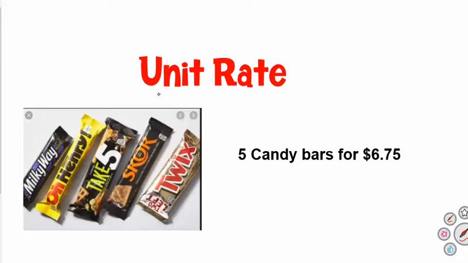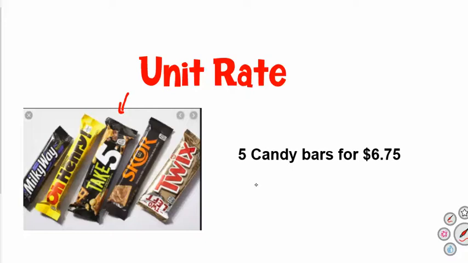So we've been talking about rates and using ratio tables. Now we're going to do something a little bit different. Let me explain what a rate might be. Let's look at this picture right here. I have 5 candy bars. This might be an ad from a newspaper. I can get these 5 candy bars for $6.75. But what if I don't want 5 candy bars? What if I only want that candy bar? I would like to figure out how much just one of those candy bars costs.